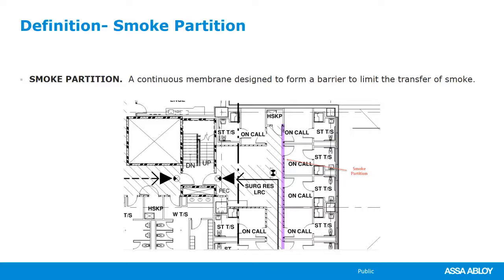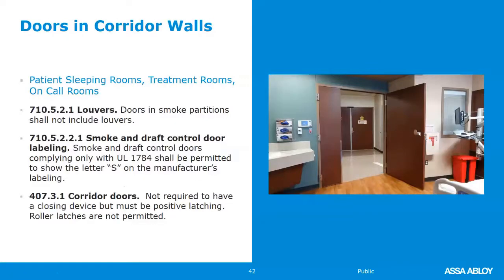The use of smoke partitions is limited to healthcare hospital occupancies for corridor walls that do not need a fire protection rating, but they do need to limit the transfer of smoke. Oftentimes you'll see them for on-call rooms or patient bedrooms, but if it's a smoke partition, that door does not need a fire rating. Your patient sleeping rooms, treatment rooms, and on-call rooms will be smoke partitions.